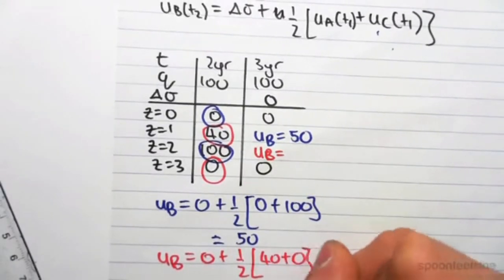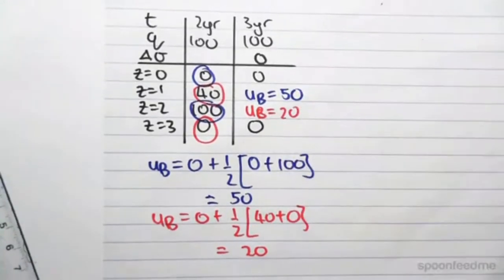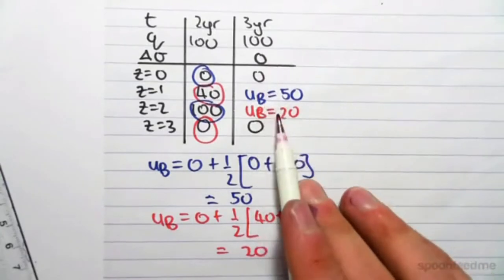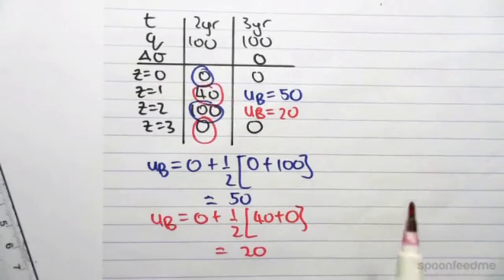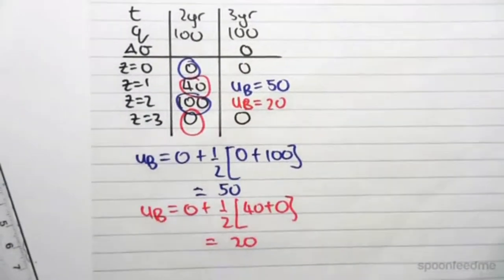So this would equal 20. Okay, so this value is now 20. I could also continue this on further, where these values would now be UA and UC, and the UB would be in the next column. Okay, so this is just a quick example to show you how to march it forward, and this is only for when beta equals a half.